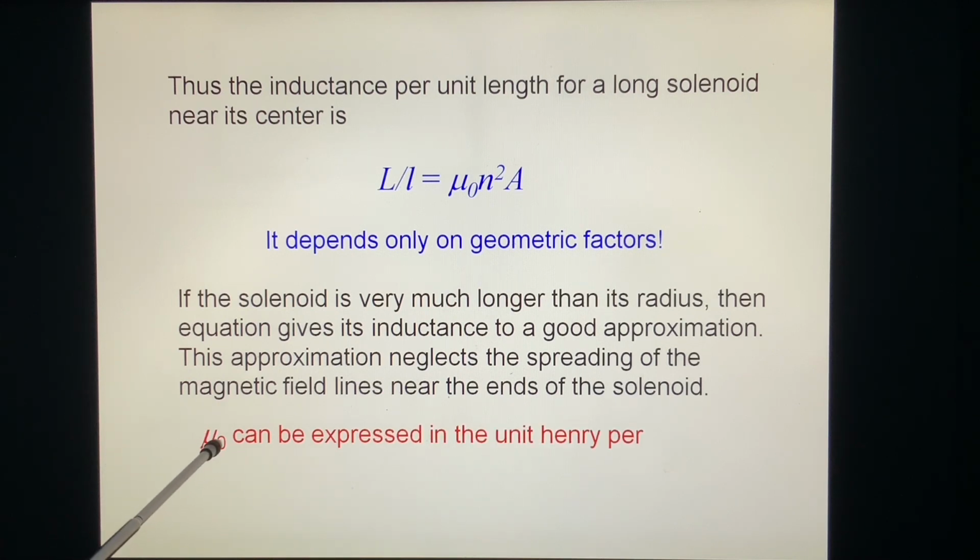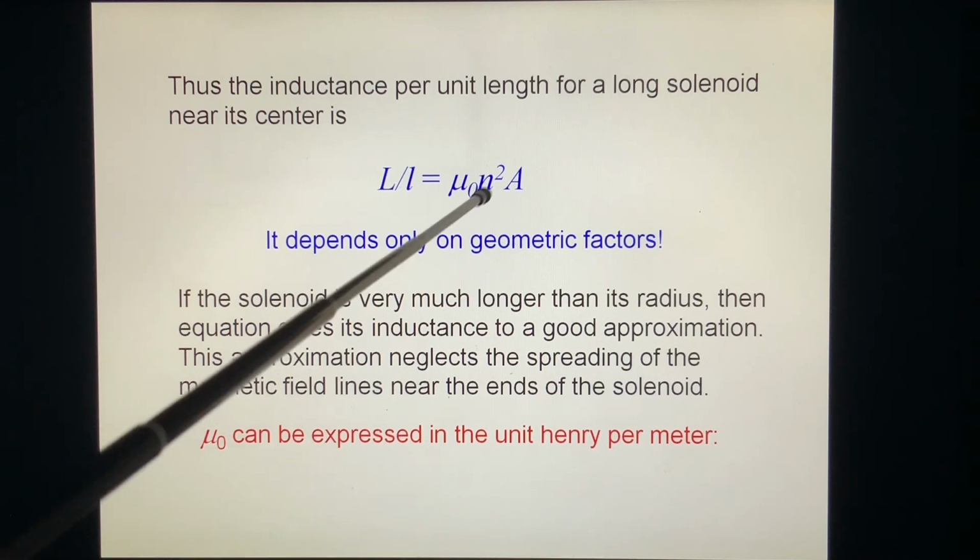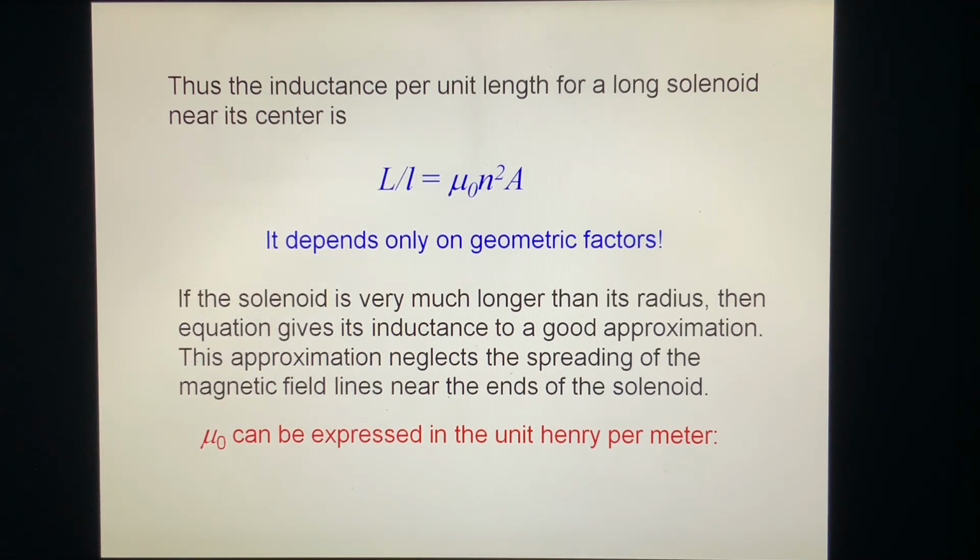Mu 0 can be expressed in the unit Henry per meter. So mu 0 equals 4 pi times 10 to the minus 7 Tesla meter per ampere, equal to 4 pi times 10 to the minus 7 Henry per meter.